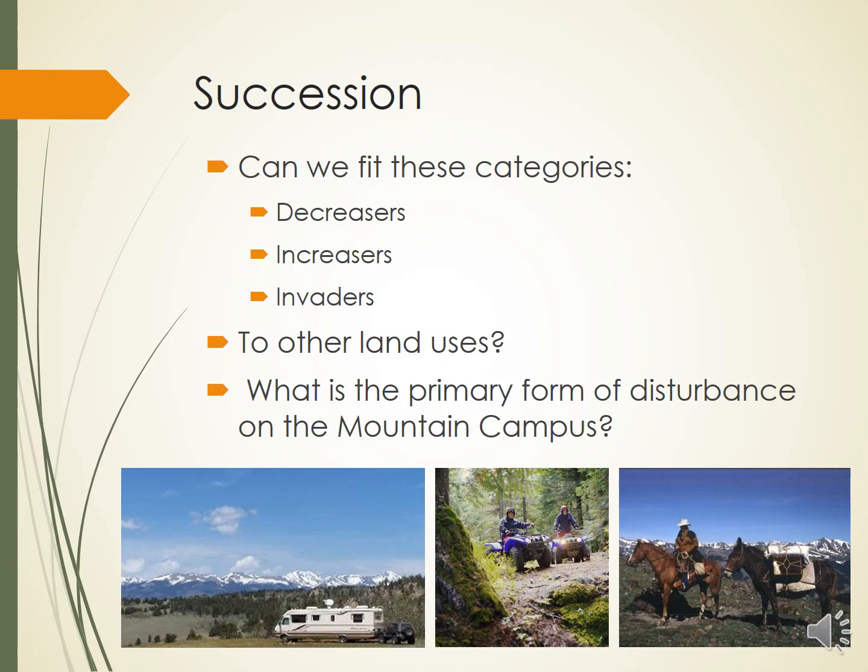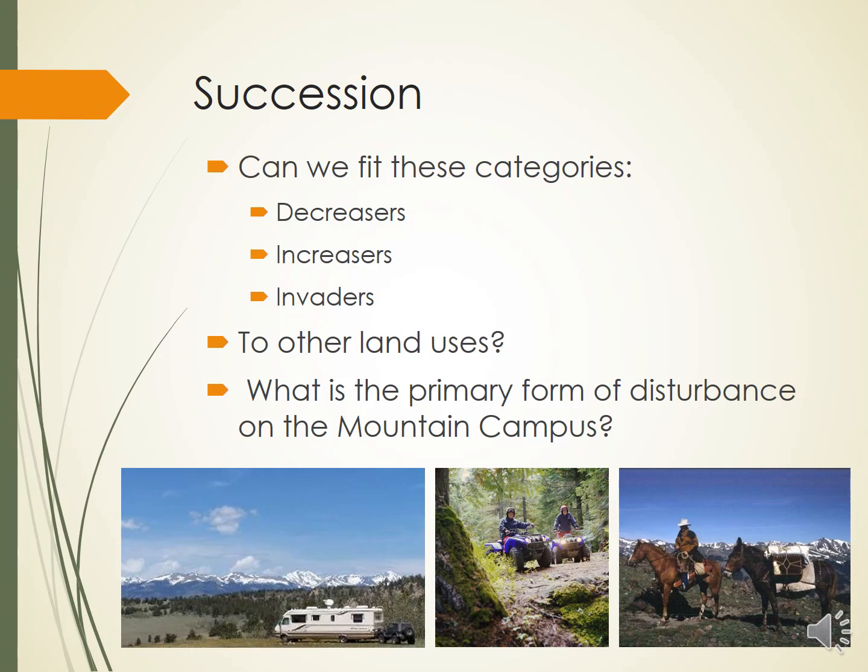So what do you think? Can we use these categories, decreasers, increasers, or invaders, to describe how plants respond to many different types of disturbance or other land uses in addition to grazing? And the answer I would say is yes, and that's because a lot of the different types of disturbance mechanisms are the same, regardless of the source of the disturbance.